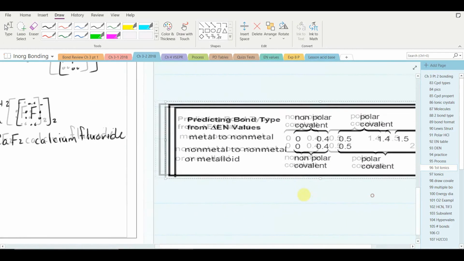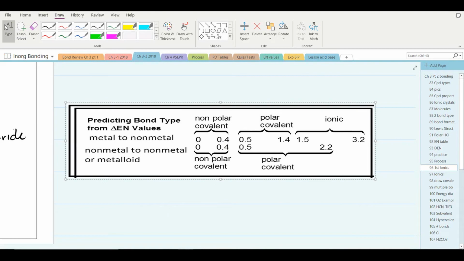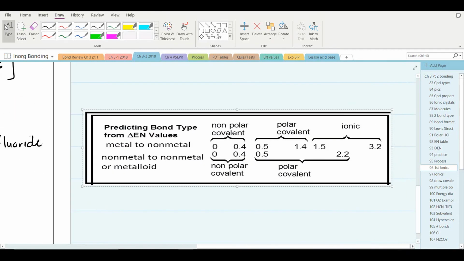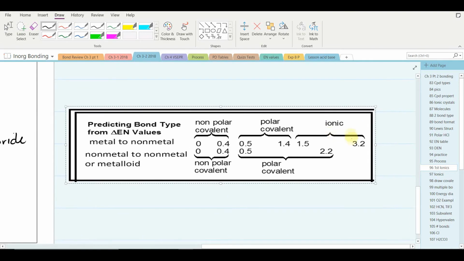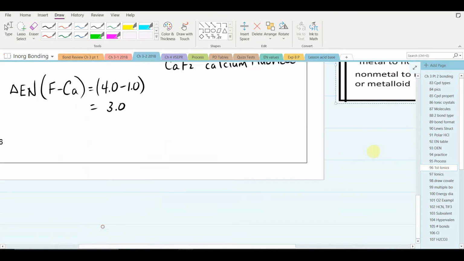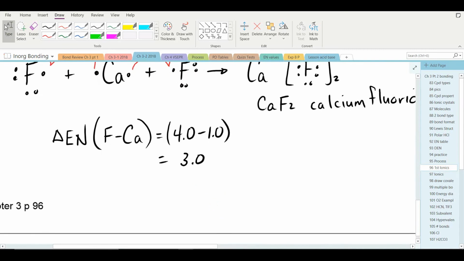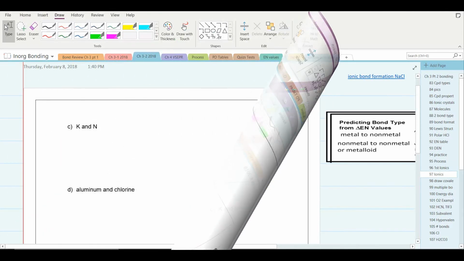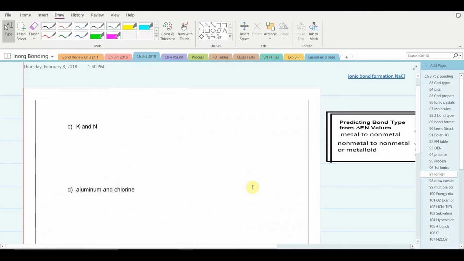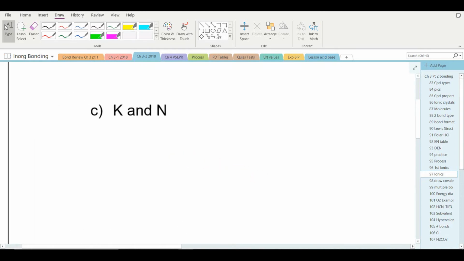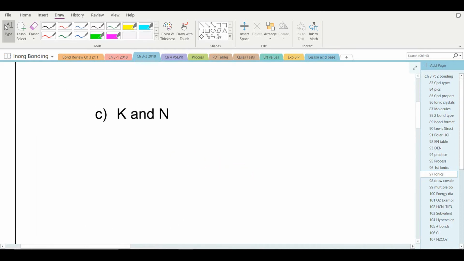Let's check our table and see how that works. Here's our table of electronegativity differences. For a metal to nonmetal bond, calcium to fluorine, the difference is 3.0. That's very ionic. So that bond is classified as an ionic bond. All right, let's try the next page. Page 97. Let's draw the Lewis structures of some more ionic compounds. The reaction between potassium and nitrogen.